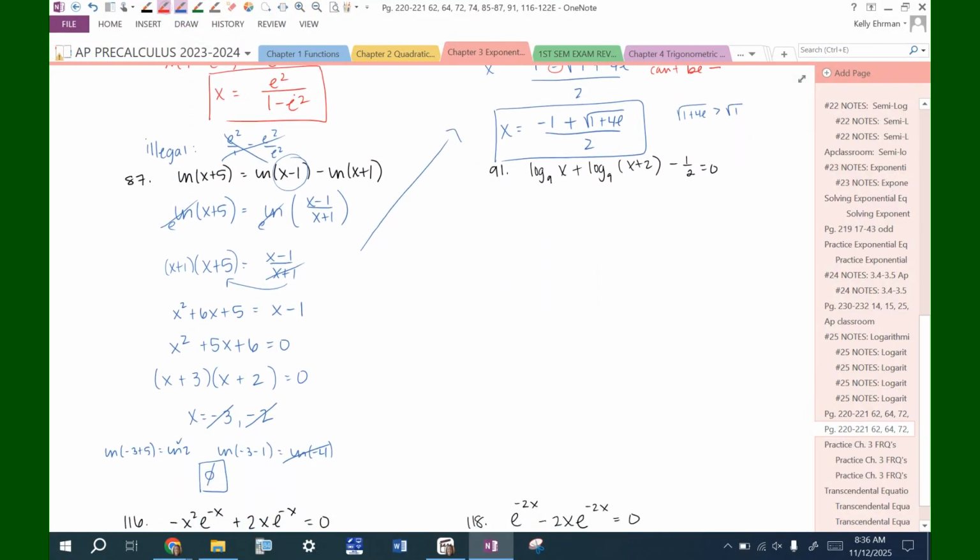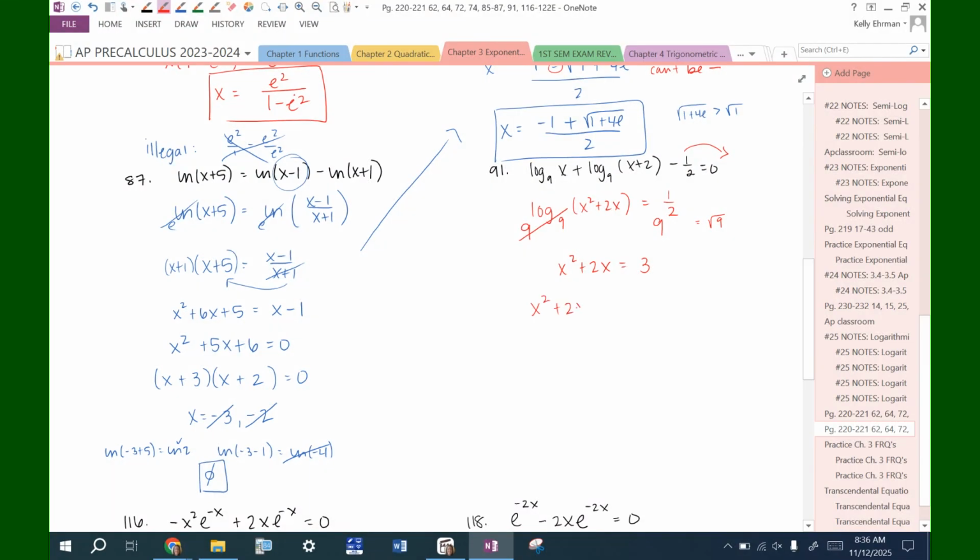Okay, take a look at 91. There are 2 logs and a fraction over here. We want the logs to stay together, but we need to move the non-log to the other side. So let's condense these 2 logs. This time it's the log base 9 of x squared plus 2x. And instead of equaling 0, it equals positive 1/2. And then we can base 9 both sides. So x squared plus 2x equals 9 to the 1/2. Remember, 9 to the 1/2 is the square root of 9, so that's 3.